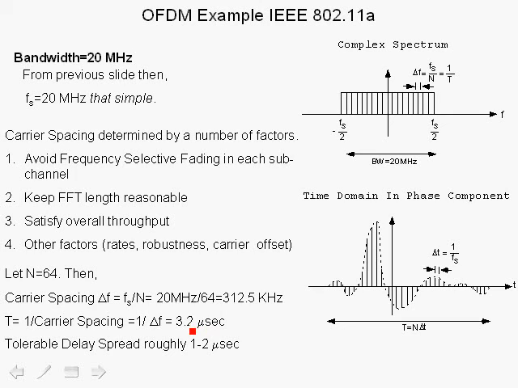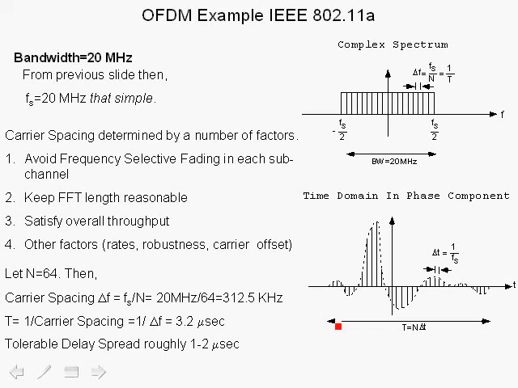Now, the carrier spacing between carriers is also related to the delay spread. Again, we want to avoid frequency selective fading within each subcarrier. And that roughly translates to the fact that we can only tolerate delay spreads roughly between 1 and 2 microseconds. Delay spreads greater than 3, for example, are not good for this choice of the value N. If in fact you have a situation where the delay spread is quite large, then you have to increase N, for example.